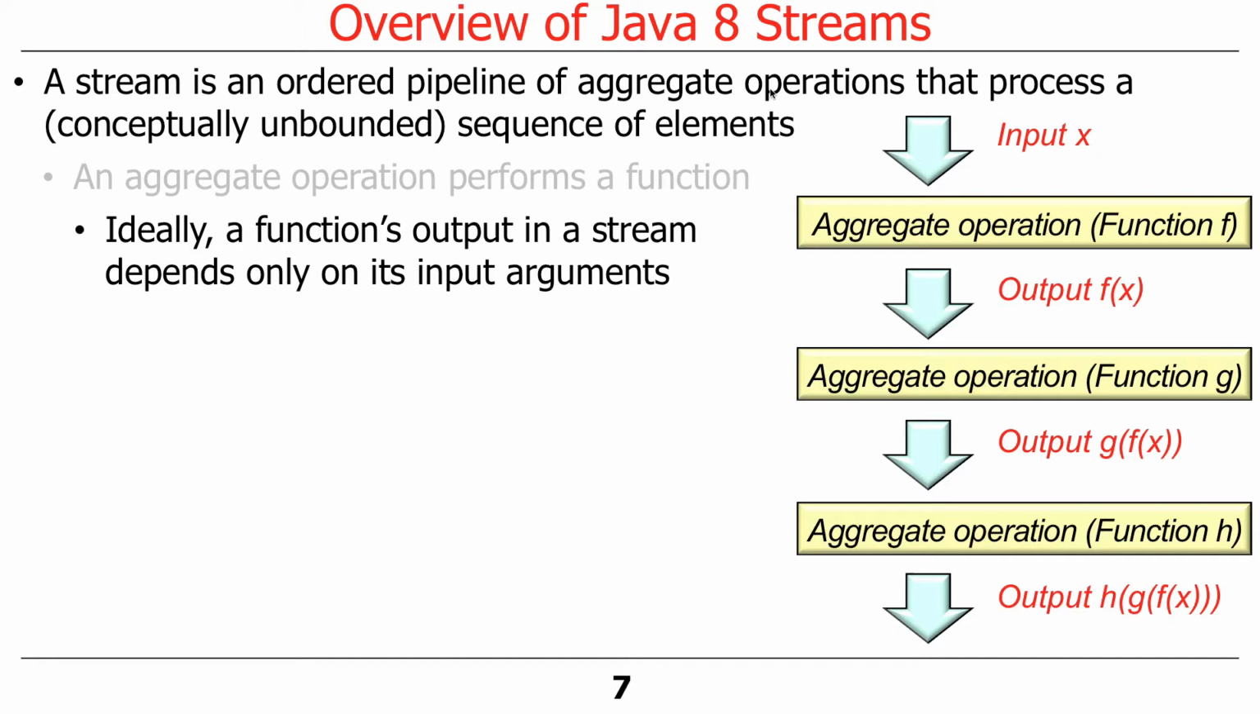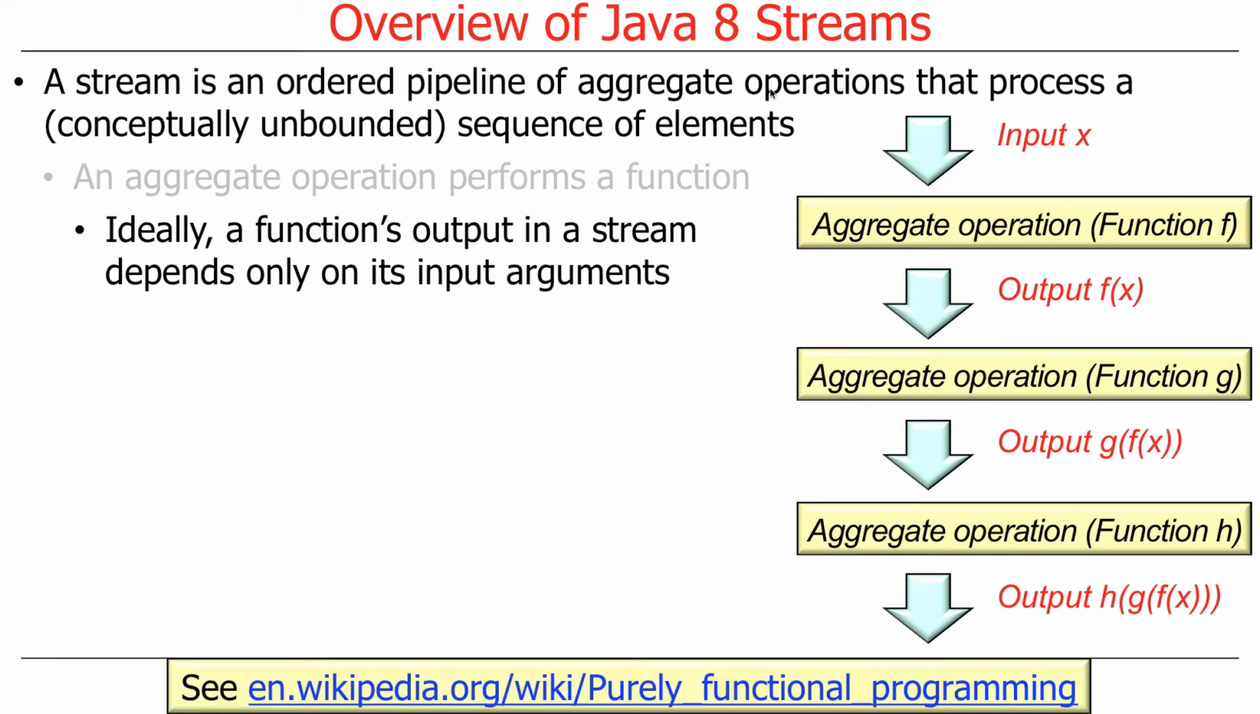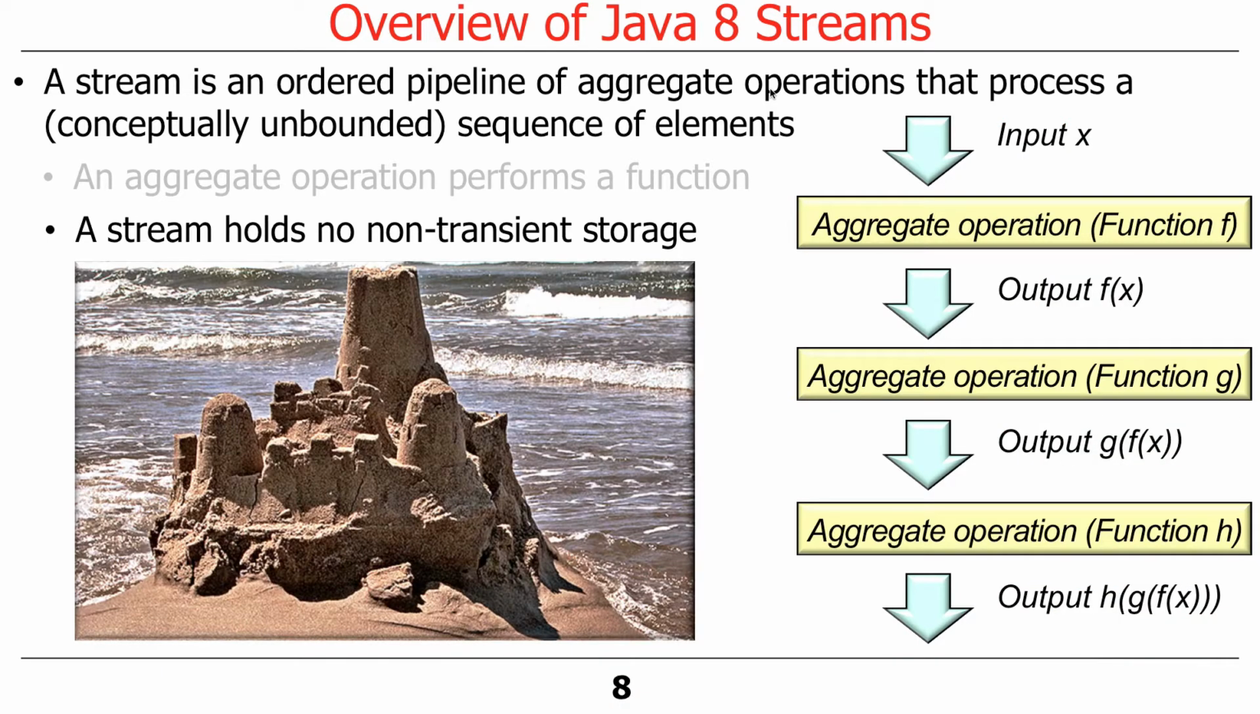Ideally, although there are some exceptions to this in practice, although in theory you never want there to be exceptions, but sometimes reality rears its ugly head. Ideally, a function's output in the stream should depend only on its input arguments. So as shown here, ideally you want the function that's called on this input to only modify things internally and then produce an output and not have any side effects. You can take a look at this link to learn more about so-called pure functional programming. The more you can stick to pure functional programming, the easier it is to reason about your program, number one, and the easier it is to transparently speed it up on a multiprocessor.